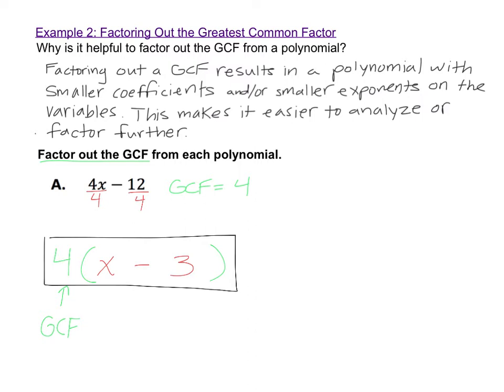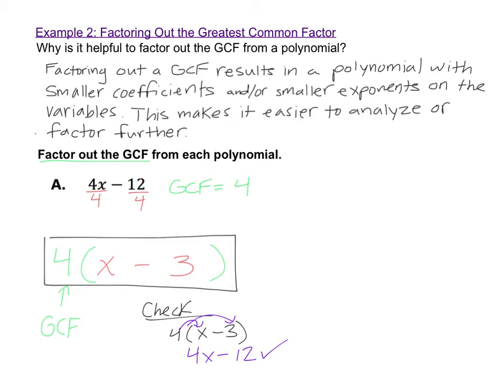To check your answer, you can distribute back through. Factoring is just the opposite of multiplying. So if you redistribute and you multiply this through and you take 4 times x and then 4 times 3, you should end up with back what you started with, 4x minus 12. That matches what we started with, which means we factored it correctly.